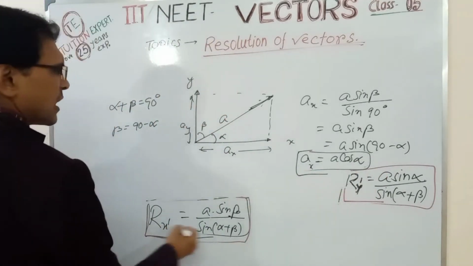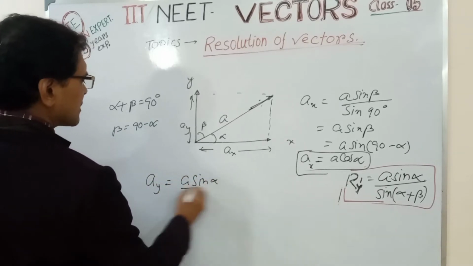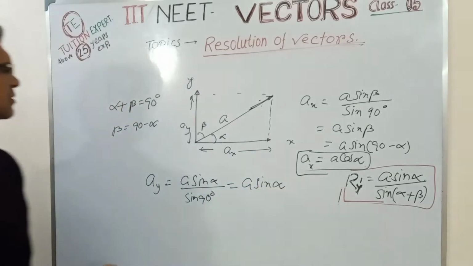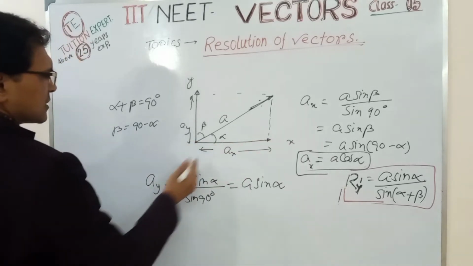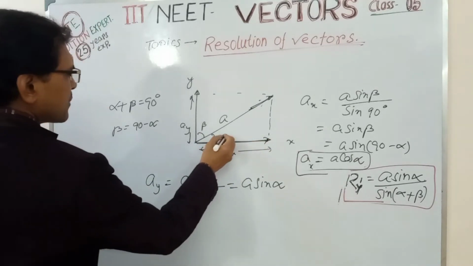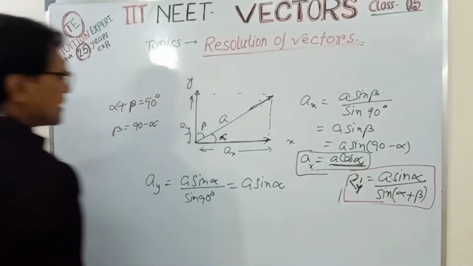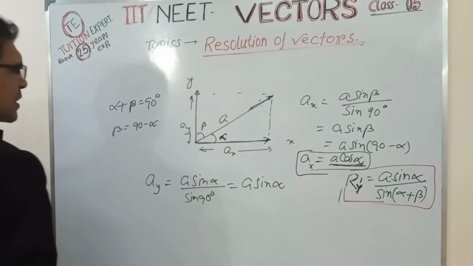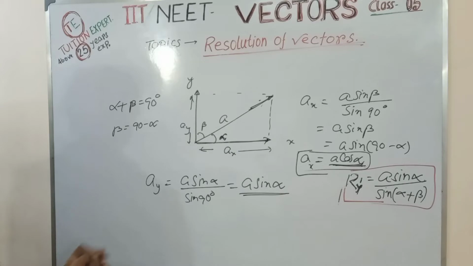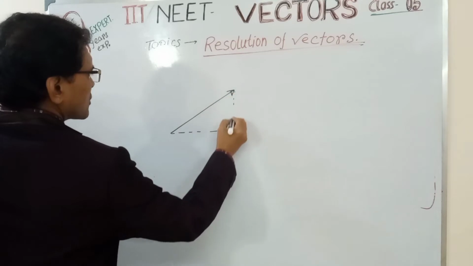Again, Ay equals A sine alpha by sine 90 degrees, which is equal to A sine alpha. So the component which makes an angle alpha with the main vector becomes A cos alpha. This is very important. And the other component, that is the perpendicular component, becomes A sine alpha. So this is another way we can find the components simply for orthogonal components.